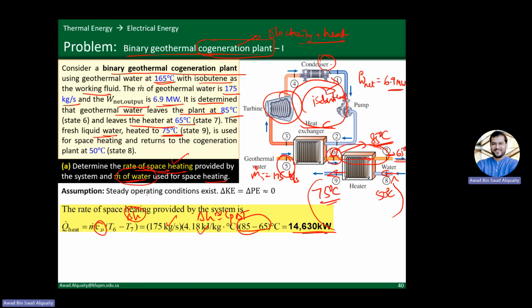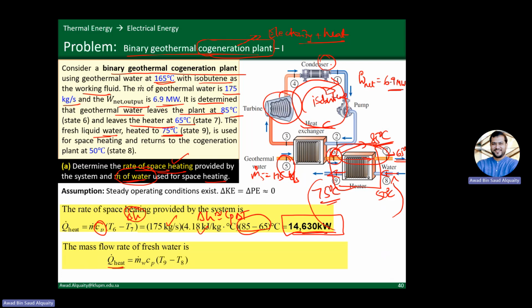Again, this simply requires an energy balance for the heat exchanger. We equate the heat lost from the geothermal water to the heat gained by the cold water. So the heat lost by the geothermal water is exactly equal to the heat gained by the fresh water, which is the mass flow rate of fresh water times Cp times delta T. Sorry, it's not smaller, it's larger. It goes from 50 to 75 degrees Celsius. So delta T is larger, so m dot W is going to be smaller.